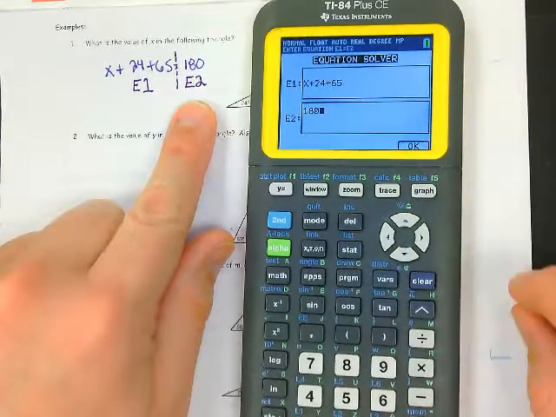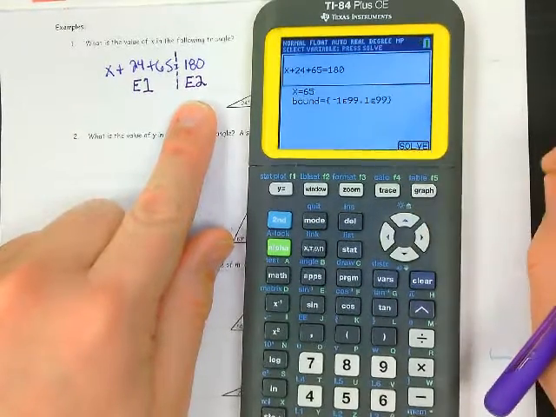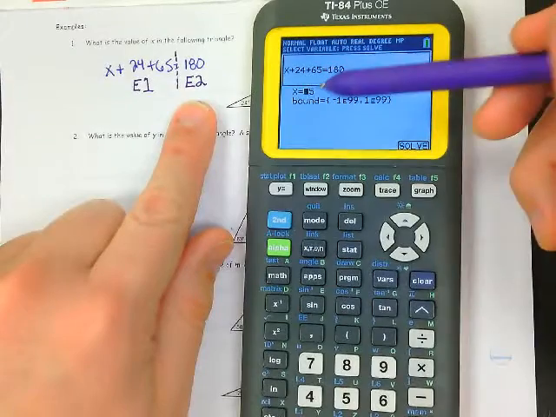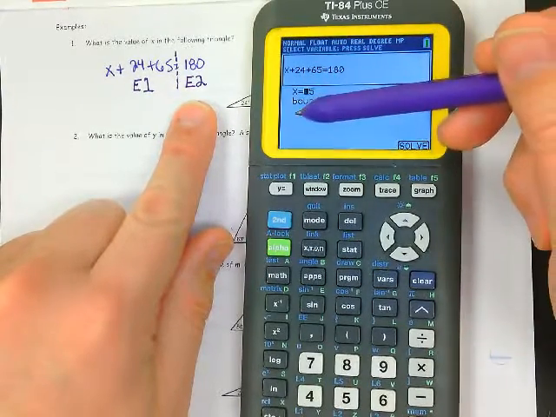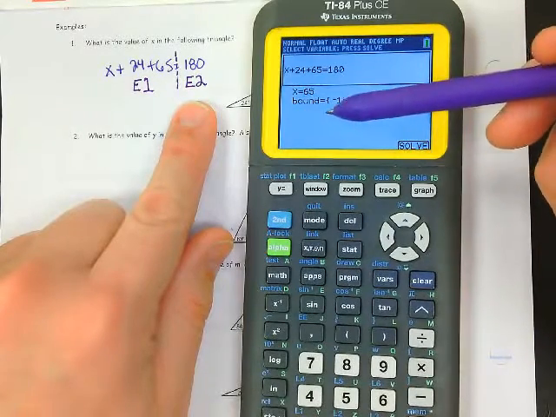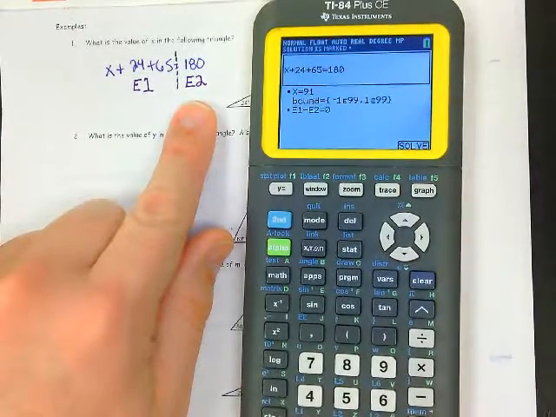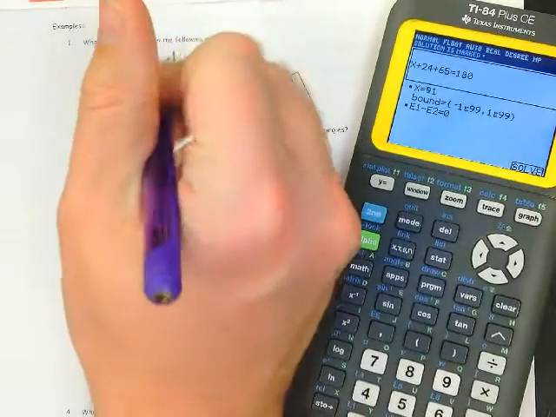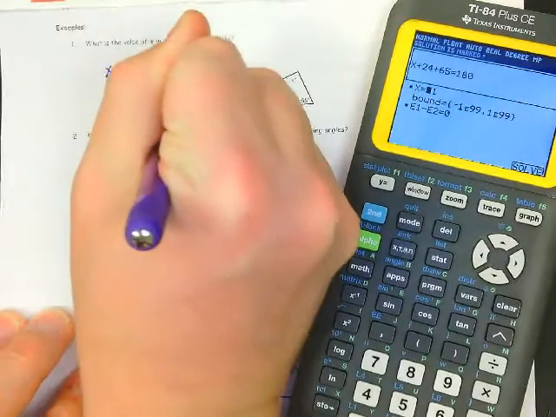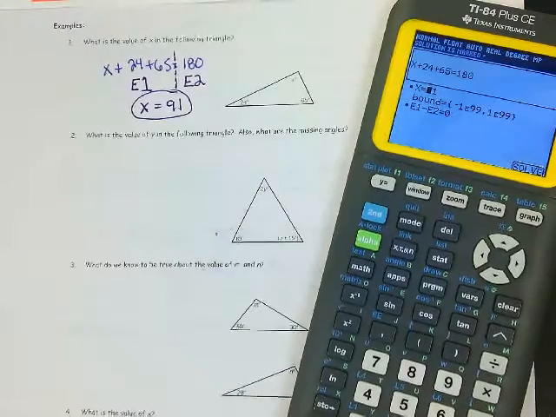Okay? Now be careful. Everybody see the OK button? Once you hit it, that doesn't automatically solve it. 65 is not my answer. To make sure that you have the correct answer, underneath this bound, it needs to say E1 minus E2 equals 0. So I'm going to hit solve again, and boom, X equals 91. So there's my answer here. X equals 91. Okay? X equals 91.